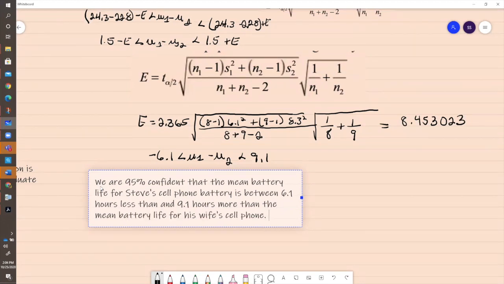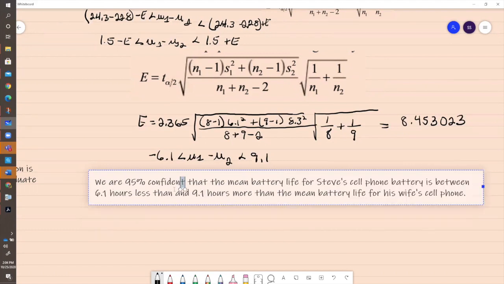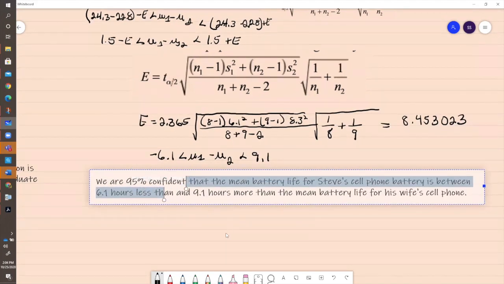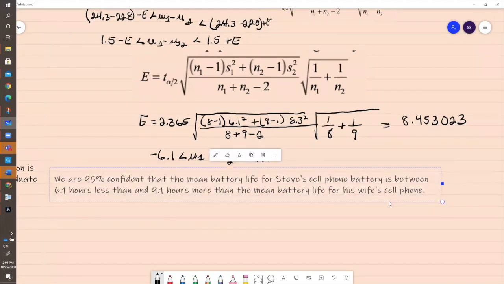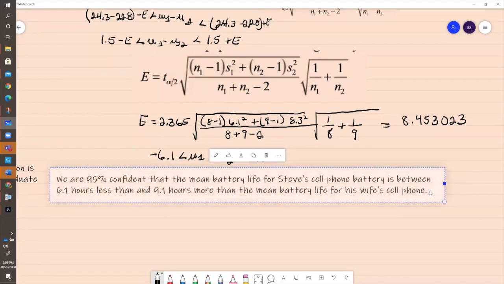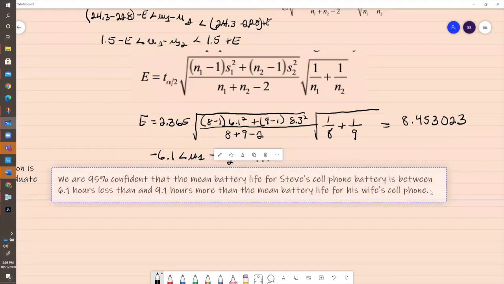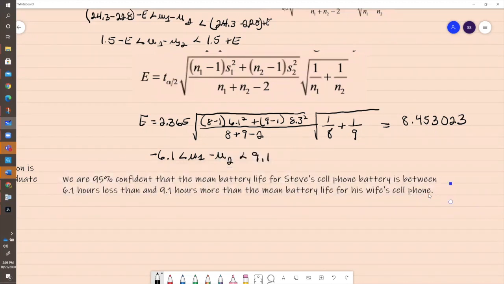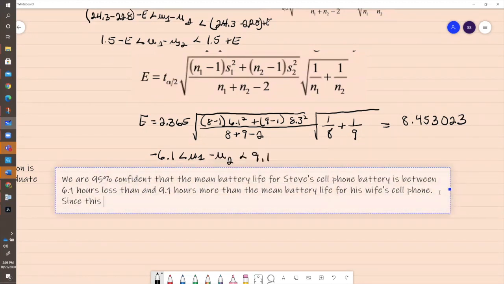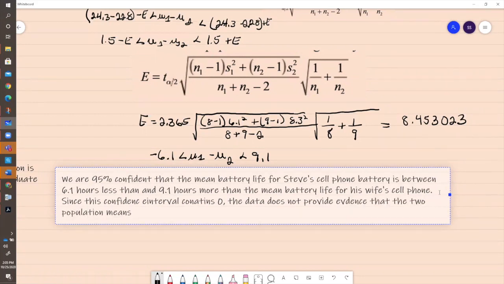Now we need to look, because this interval what? All right, this interval contains 0. All right, this interval actually contains 0. So now we have to write the rest of our interpretation because it contains 0. So we would go on to say, since this confidence interval contains 0, the data does not provide evidence that the two population means are unequal.